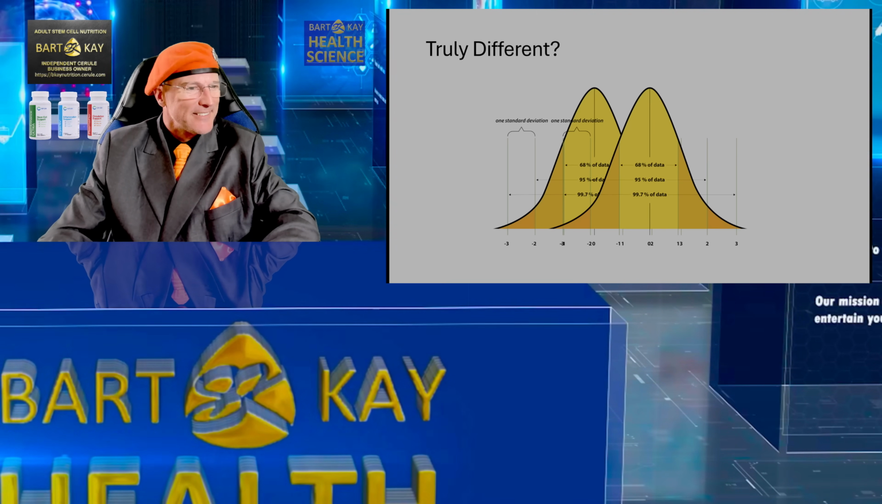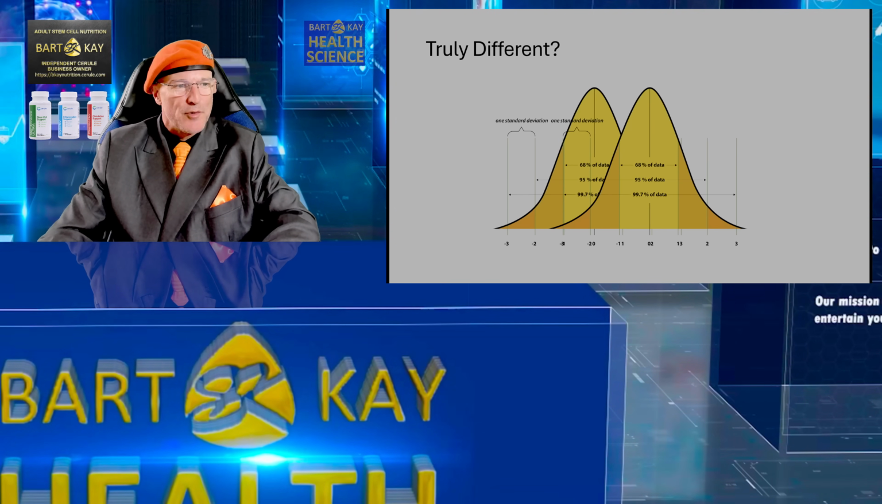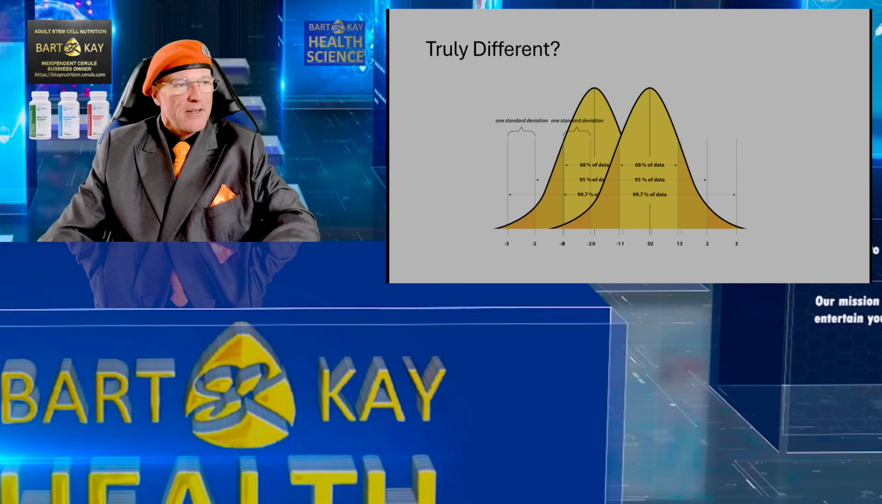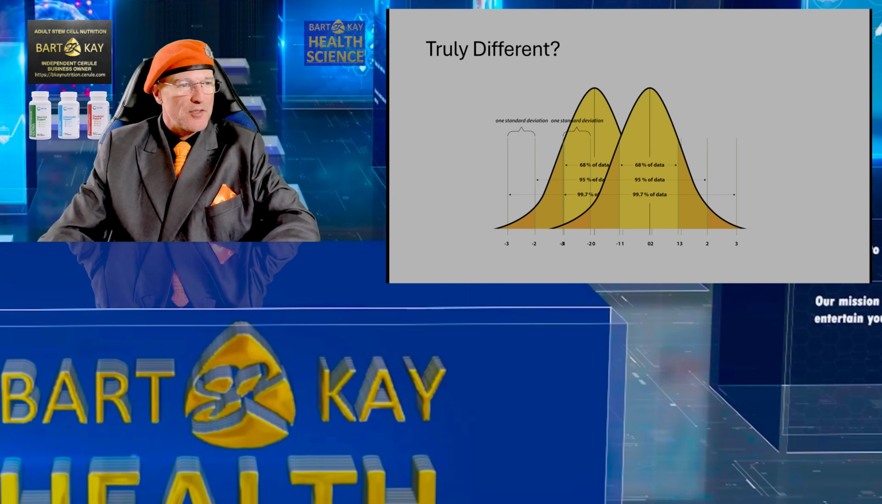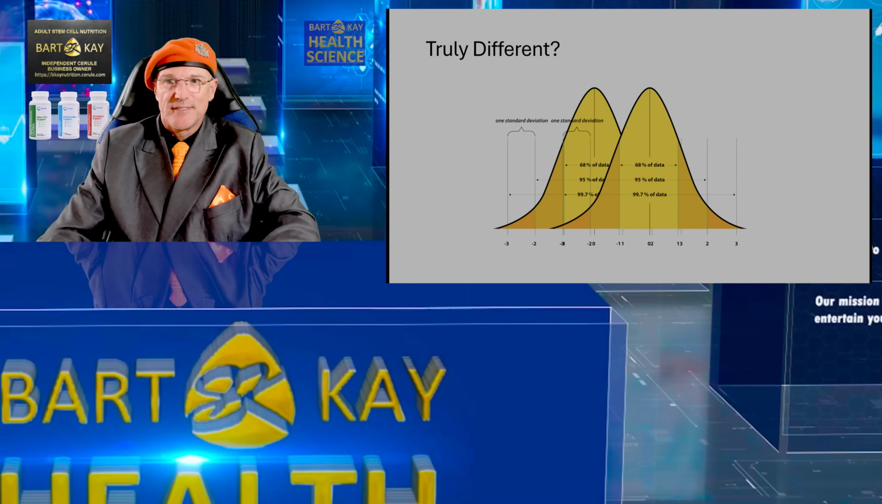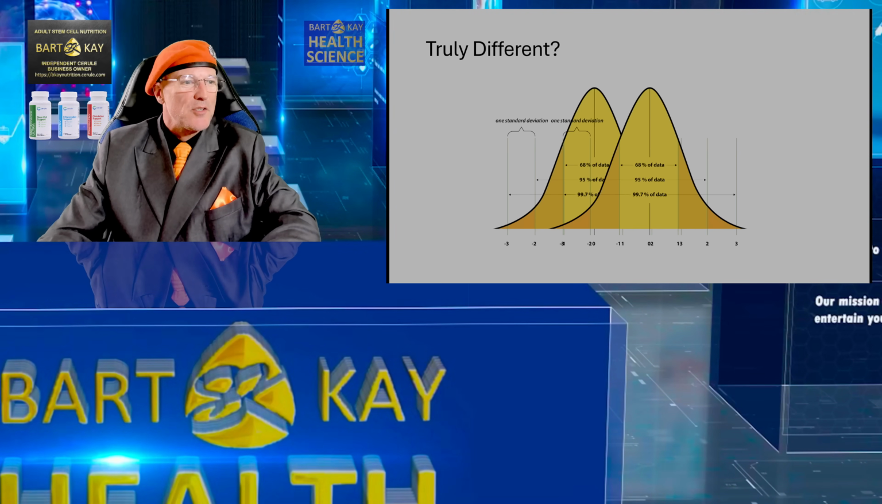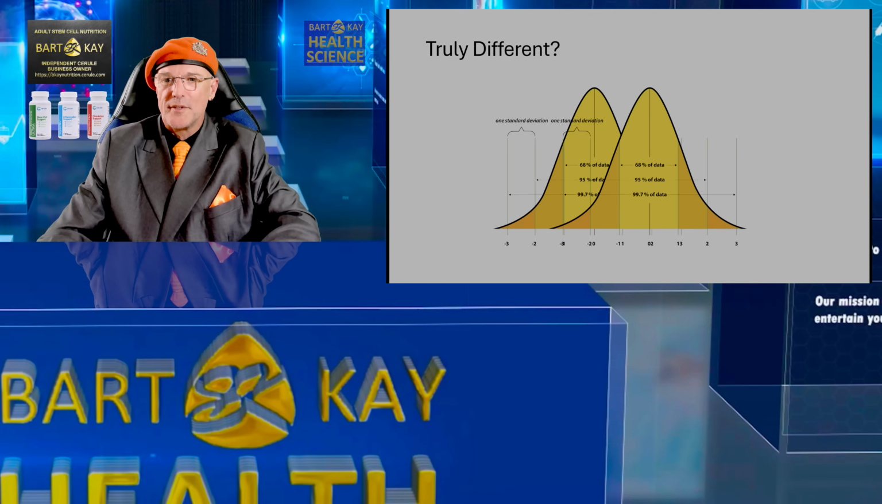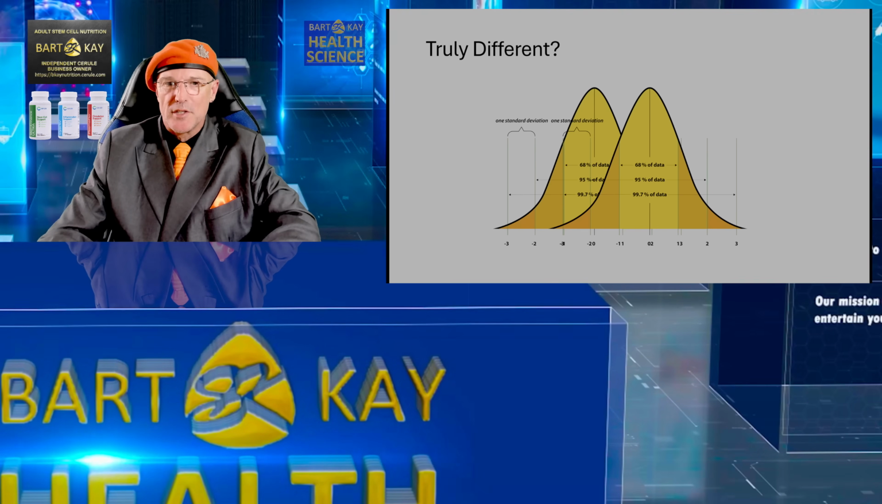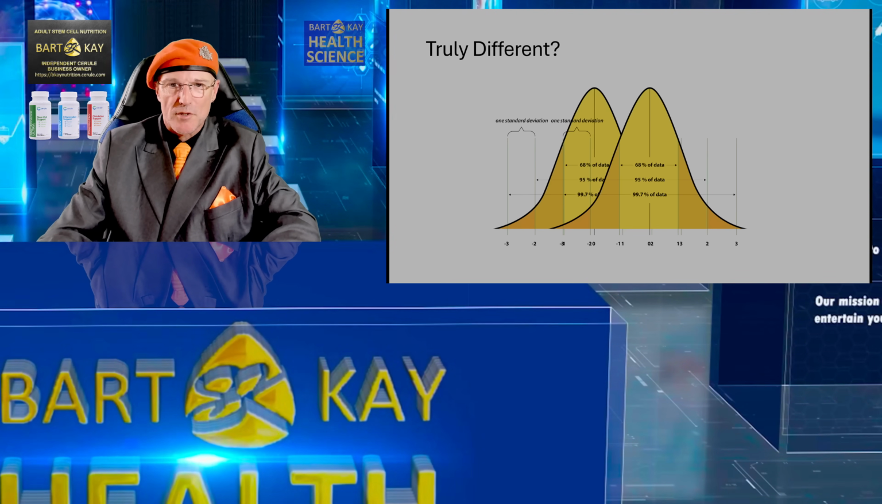All right? The standard deviation are those vertical lines, and you'll see that one standard deviation either side of the mean is in yellow, and that's 68% of all of the data. It's most of the data up the middle of the chart in both groups. Okay?